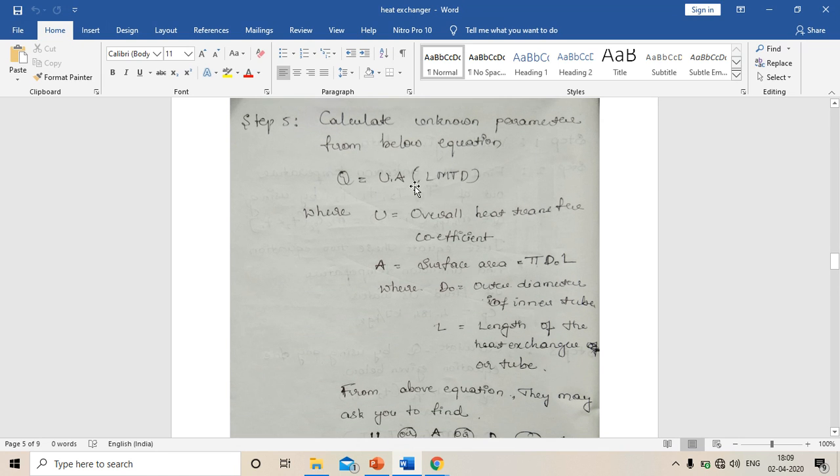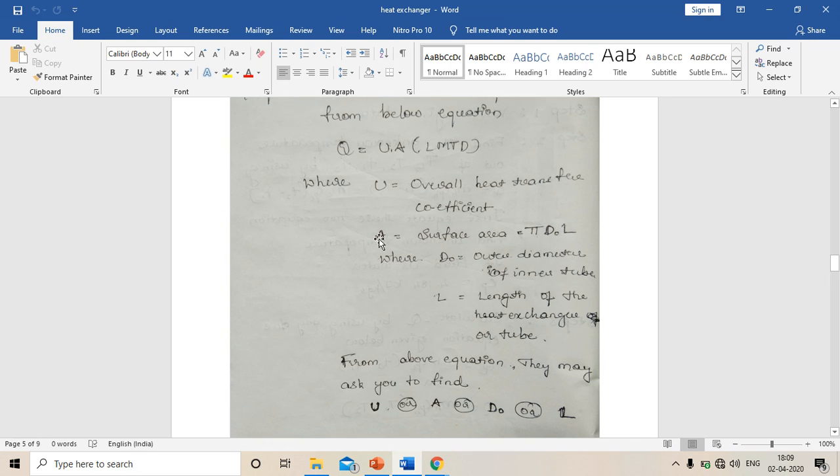So Q equal to UA LMTD. Here he may ask you to find the overall heat transfer coefficient or the area. And in the area also, he may ask you to find the diameter of the tube or find the length of the tube. So like that he will ask you in the question.